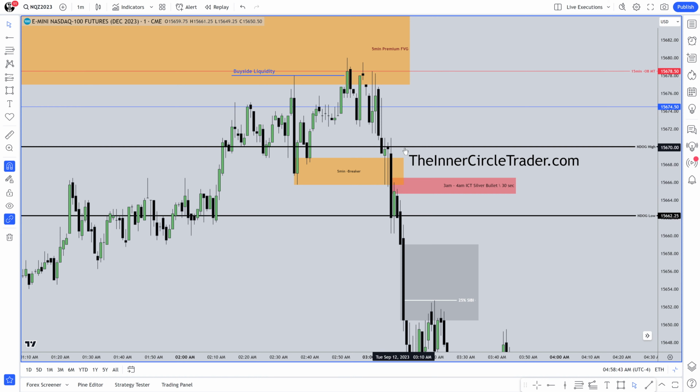What's this level right here? The new day opening gap high. And this level here, new day opening gap low. This up close candle is in what portion of that range? The premium side of it. In other words, it's between this level here and this level here. Split that in half, right here. So this up close candle is in the premium side of that new day opening gap.